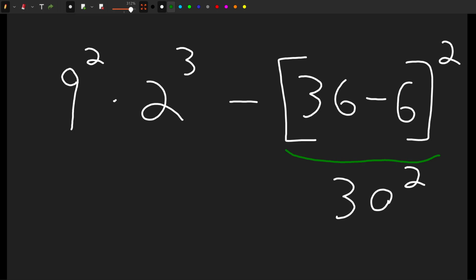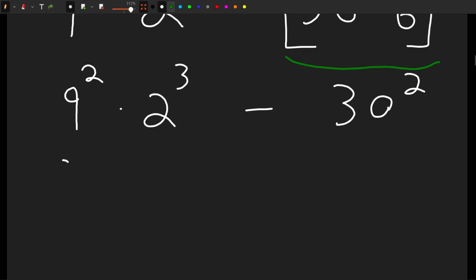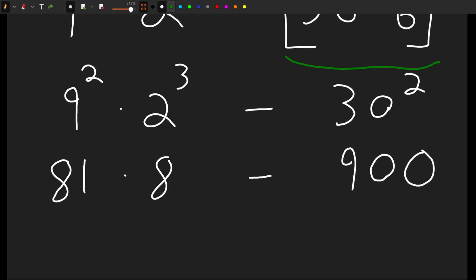I'm just going to bring down everything. So I have 9 squared times 2 cubed minus now 30 squared. And so in this case, next thing is exponents. E for exponents. So 9 squared is 81. 2 cubed we did before, that is 8. Minus 30 squared. That's a little tricky, but 30 squared is 900. 30 times 30 is 900.